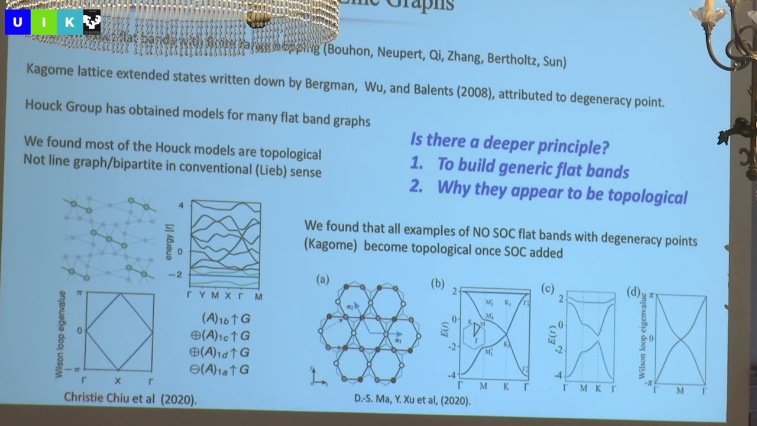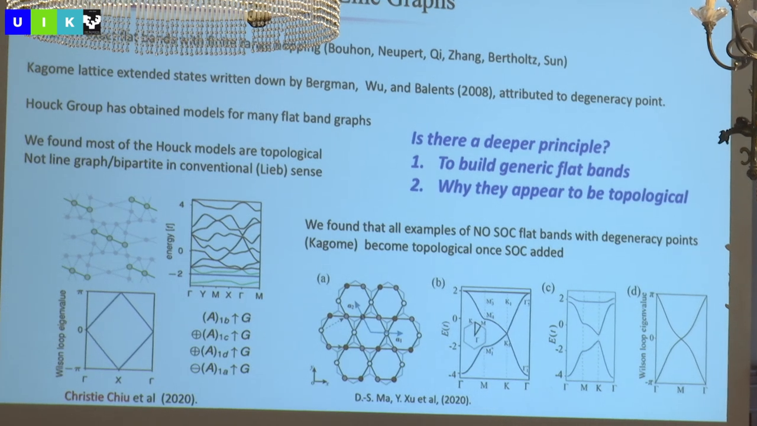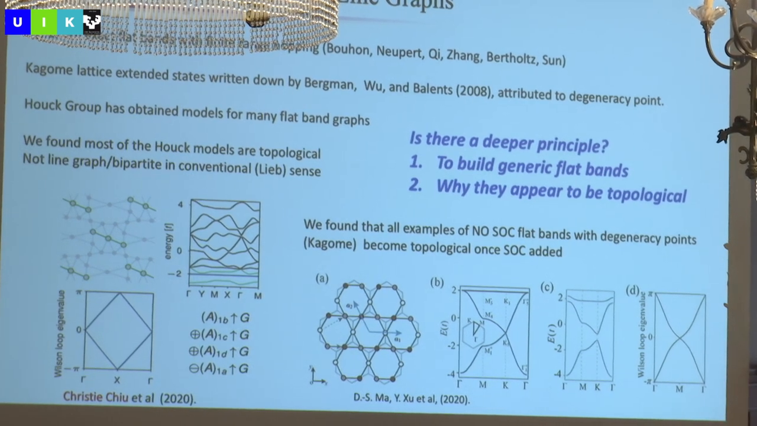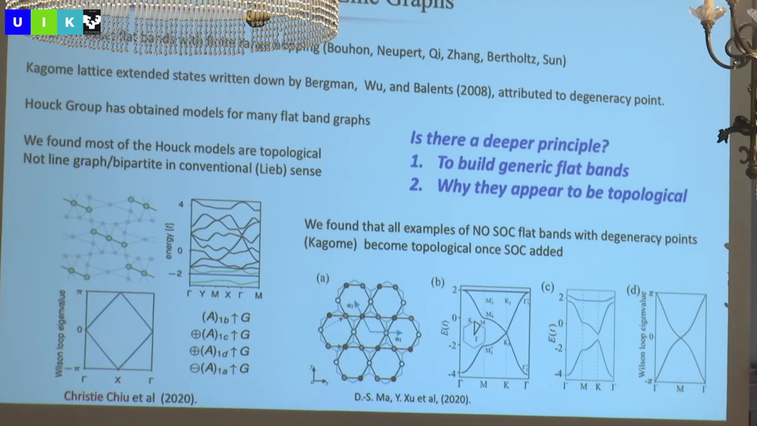And if they wind, you can't Wannierize the state because the Wilson loop is the Wannier center. To be able to exponentially localize states, you must have the Wilson loop stay constant, right? Because if the states are exponentially localized, they'll stay constant as you move the momentum. But here, they wind, so you can't do it. And we did a lot of these flat bands, and we found that most of them are topological. Not all of them, but most of them are topological.